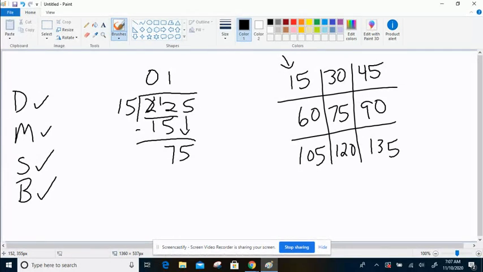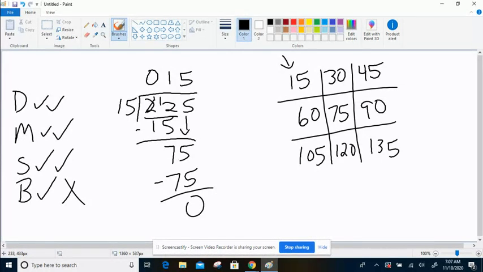Now I'm not done because there was something to bring down. I need to start all over. This time I'm going to look for 75 on my chart, and I'm going to find it. So, of course, it's right there in the middle, which means I need a 5 at the top. I'm going to put my 75 down here. I've divided and multiplied again. I'm going to subtract. I get 0. There's nothing to bring down, so I am done.